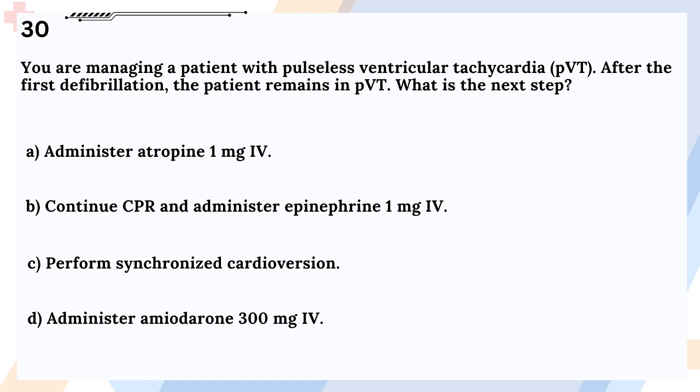Question 30. You are managing a patient with pulseless ventricular tachycardia, pVT. After the first defibrillation, the patient remains in pVT. What is the next step? A. Administer atropine 1 mg IV. B. Continue CPR and administer epinephrine 1 mg IV. C. Perform synchronized cardioversion. D. Administer amiodarone 300 mg IV.